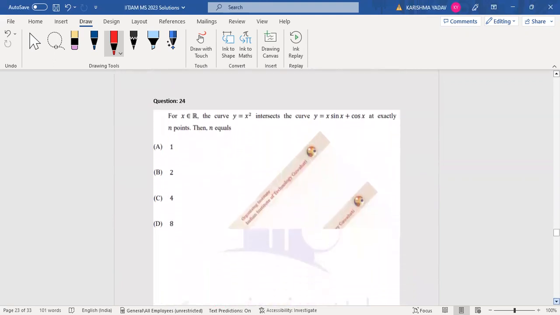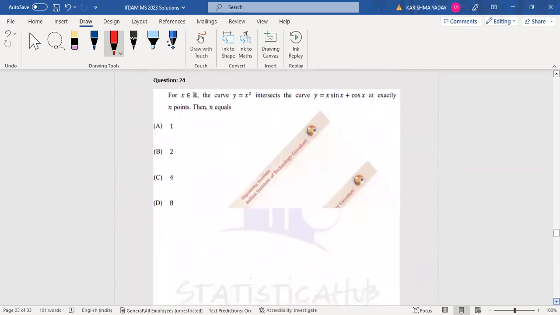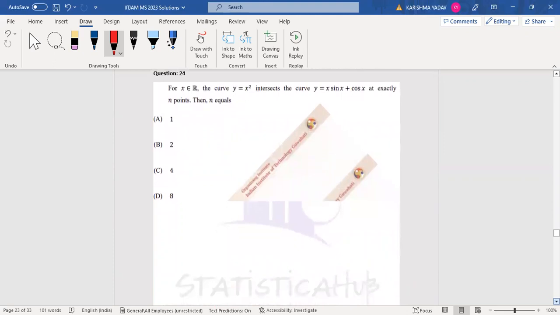Okay, here comes question number 24. What is it saying? It is saying that for x belongs to R, the curve y equals x square intersects the curve y equals x sin x plus cos x at exactly n points. Then n equals... So this is the curve y equals x square, and there is another curve y equals x sin x plus cos x. If they are intersecting at exactly n points.